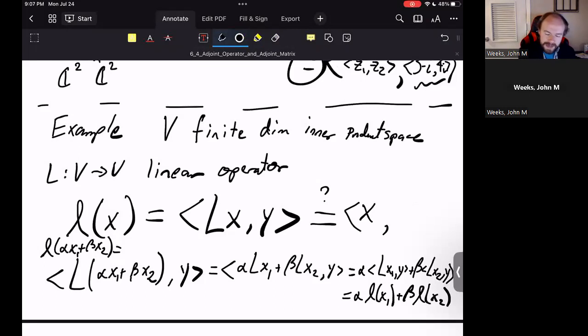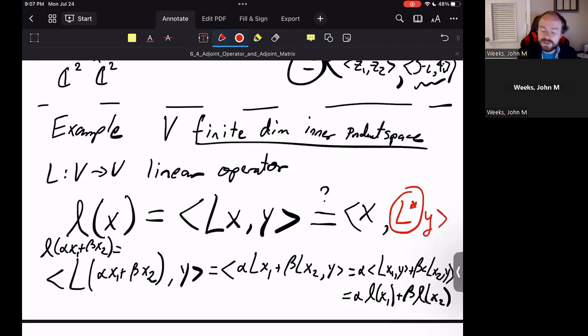But here, we could ask, what is this guy right here? We know by Riesz representation, since we're in a finite dimensional inner product space, that this has to be some vector. But the question is, what vector is it? The vector that we're going to be calling that here is going to be the adjoint. In fact, looking at just this L star here, we're going to be calling L star the adjoint operator.